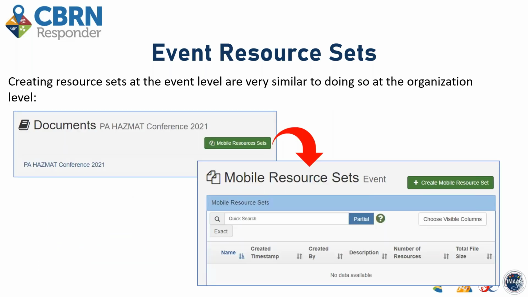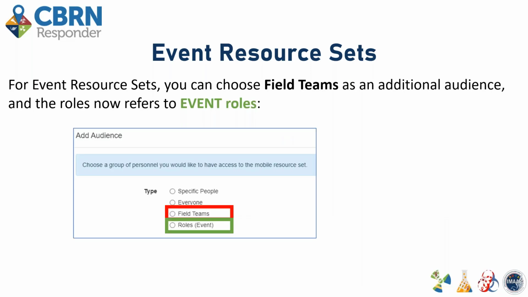If you have the proper role, so again, that's either the event manager or PIO role, you'll see the button to create mobile resource sets. Once you select that, you'll then be brought to all of the sets that are on the event and give you the option to create a new set. For event resource sets, you can choose between field teams, which is an additional resource, and the new roles type refers to event roles. And then you can also select specific people or everyone.